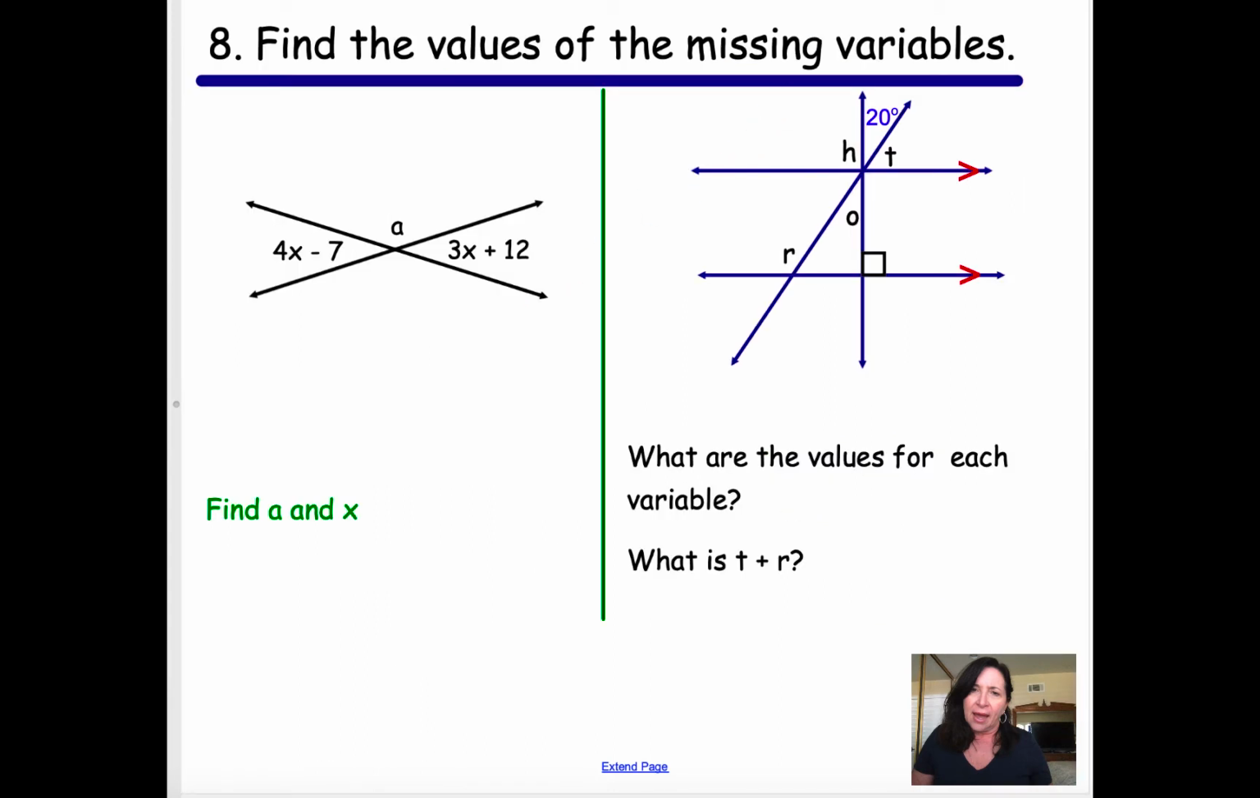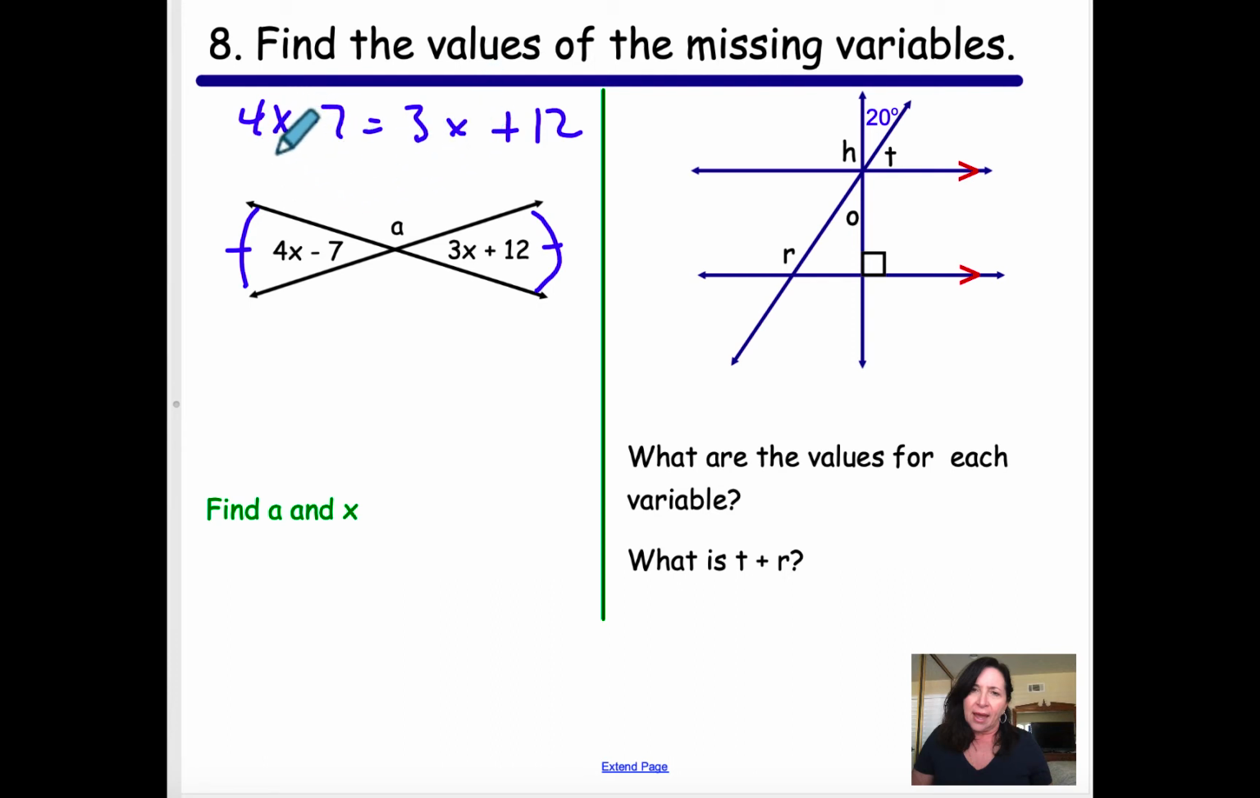The next type of problem that you might see on the test is something like this, where I ask you to find the value of x, of course, but also I ask you to find the value of a. I do recognize that these are vertical angles, and vertical angles are congruent, which means that I can say 4x minus 7 is equal to 3x plus 12 because they're congruent. They're equal, they're the same, right?